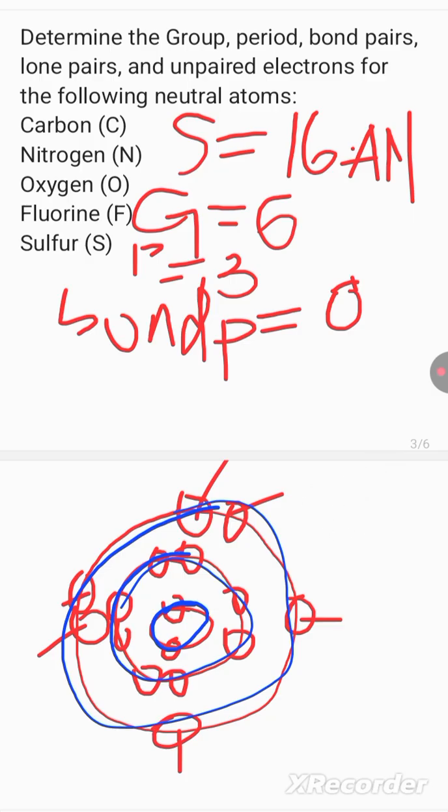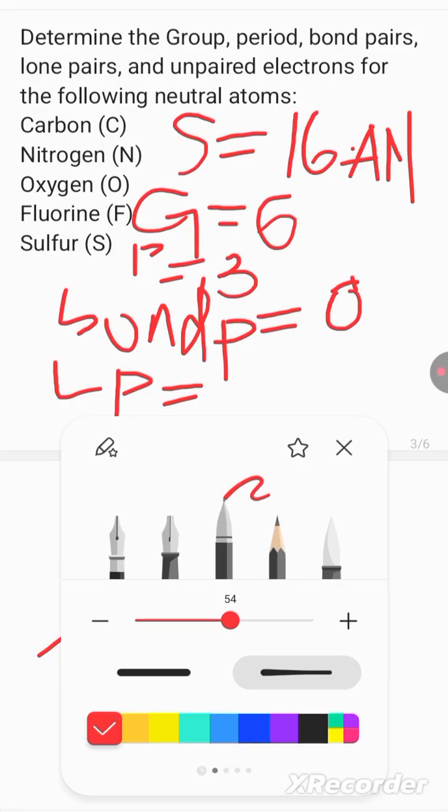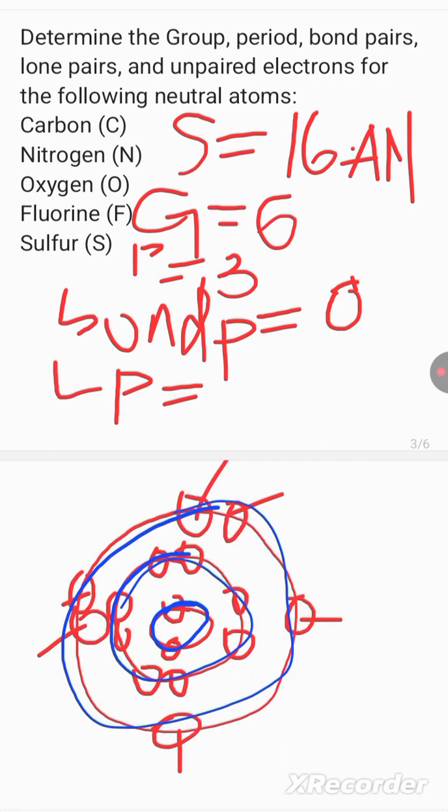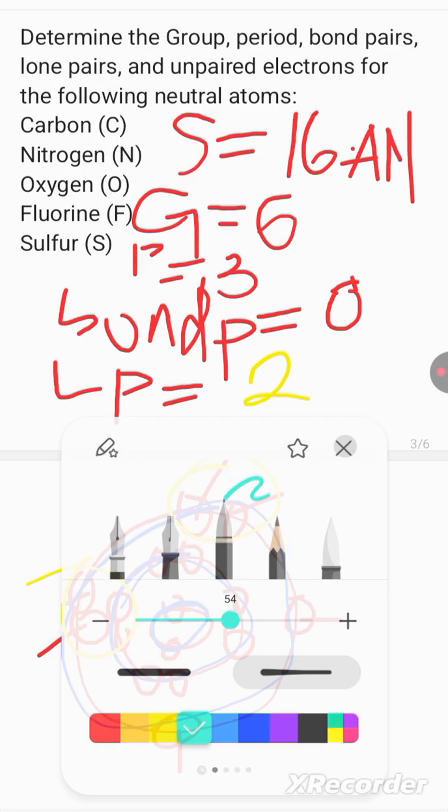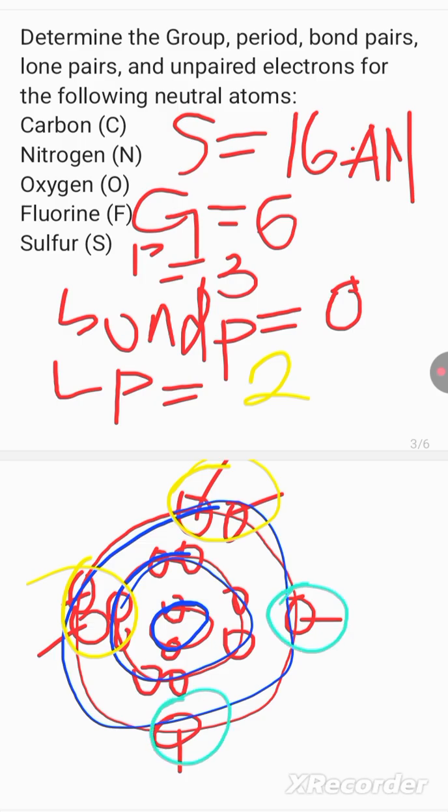So we have determined the bond pair. So for the lone pair, the lone pair means electrons that are bound together. If you check it, we have how many? We have 2. 1, 2. The lone pair is 2. While the unpair, those that do not bond together, we only have 2. 1, 2. The unpair is equal to 2. So that is all for today's class.